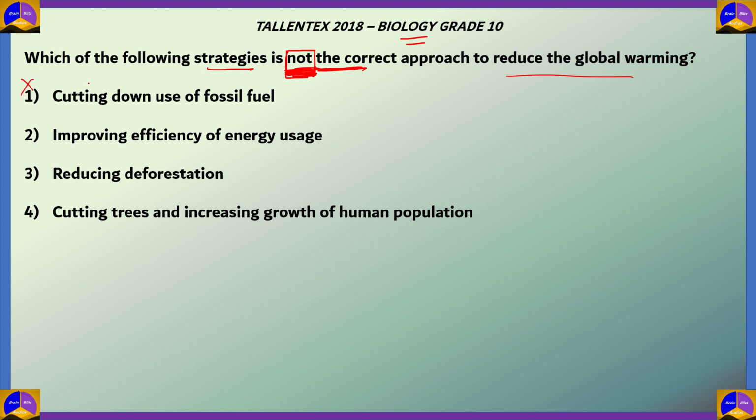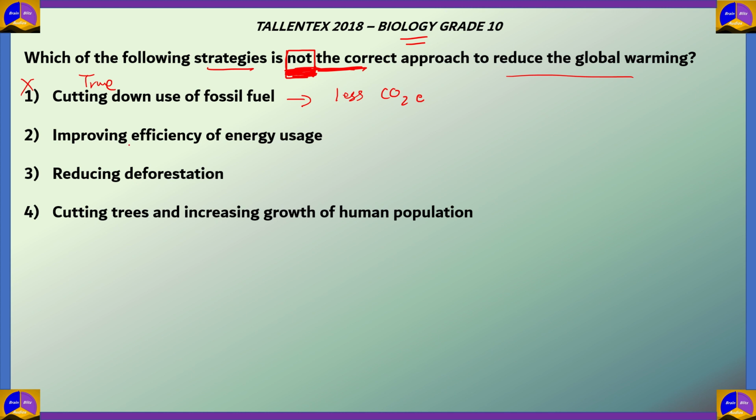Now why is that? This is because this is a true statement, and if we cut down uses of fossil fuel, that means there's less CO2 equivalents emitted. So therefore, option 1 is a correct approach. However, that makes the option incorrect.